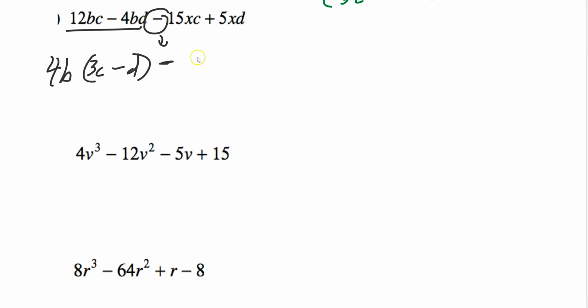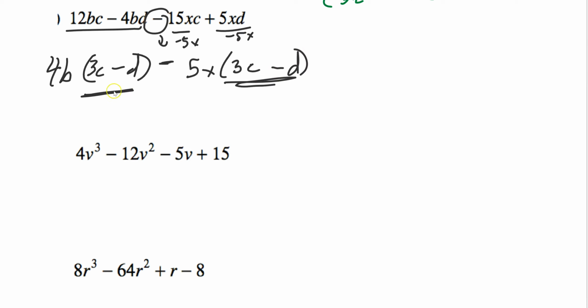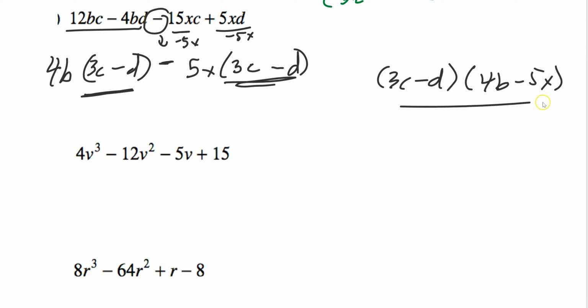Then these have a 5x in common. So 3c, now keep in mind you're dividing by negative 5x. Right, that's what's pulling out. So that becomes a positive 3c. And right here dividing by negative 5x, so it actually switches the sign. Negative d. And look what they have in common. 3c minus d. And you get 4b minus 5x.